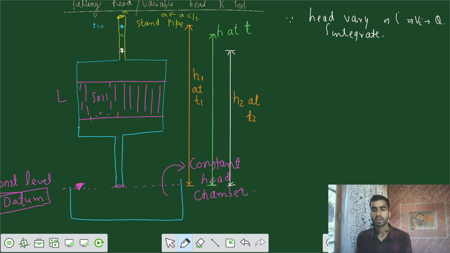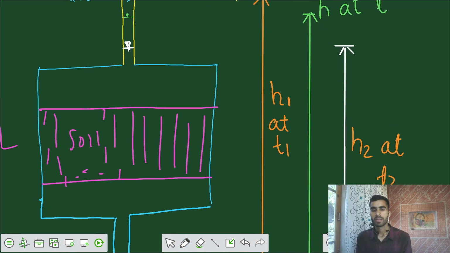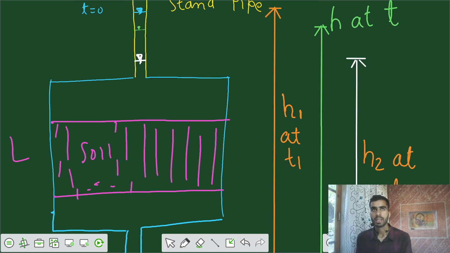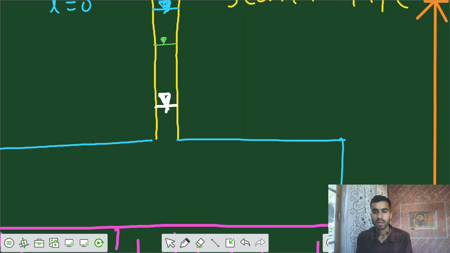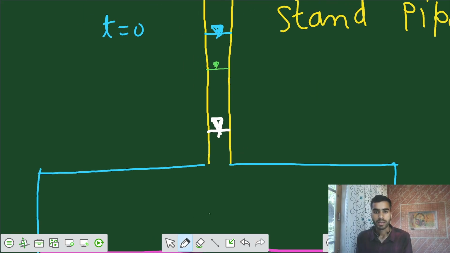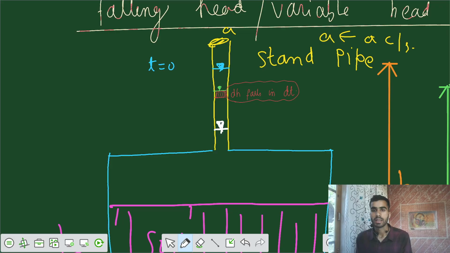Now at that time t, we are going to increase the time by a small differential element of time dt. So the fall of water level in the standpipe would be some dh. There is a fall of water level by some small dh in some small time dt. Small fall of height dh falls in time dt.